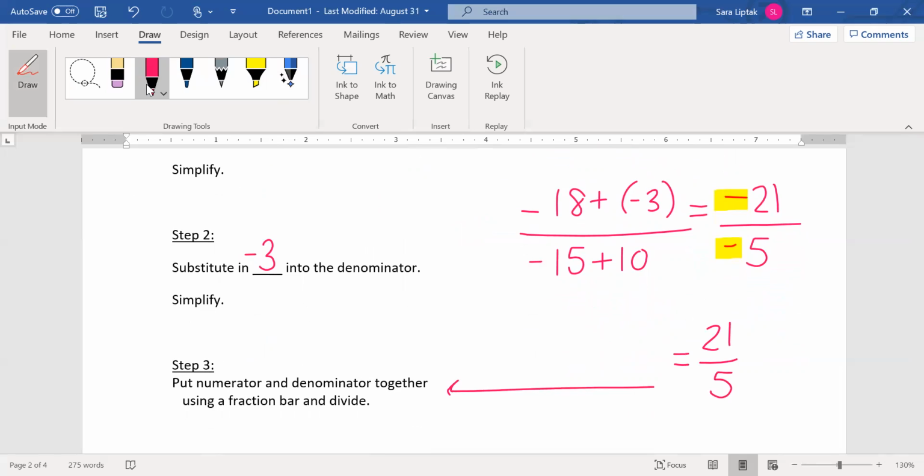So if we look here at step 3, it says after putting the numerator and denominator together using a fraction bar, we have to divide. So you can use a phone calculator or you can use the calculator on your laptop the school gave you, but I'll just show you that 21 divided by 5 is going to give you a 4 1/5. And I found that out by taking 21 divided by 5 in that order in a calculator.